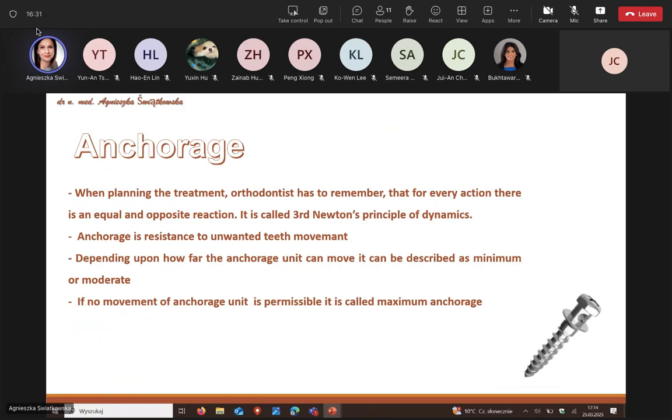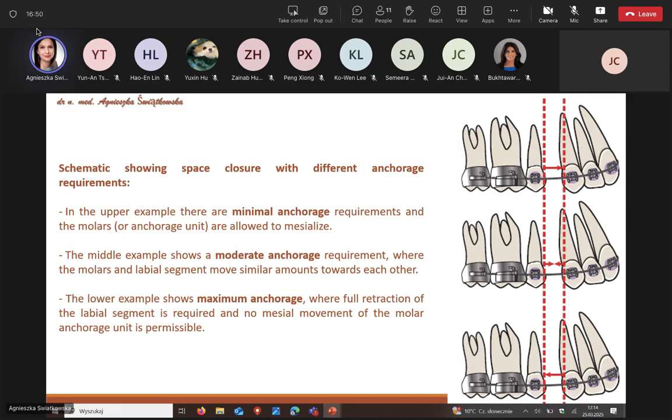Maximum anchorage, in fact, we can achieve if we use some kind of pads, or temporary anchorage devices like micro screws, mini screws, or some kinds of dental implants. Here you can see different kinds of anchorage, and here we have the situation after extraction of first permanent premolars.